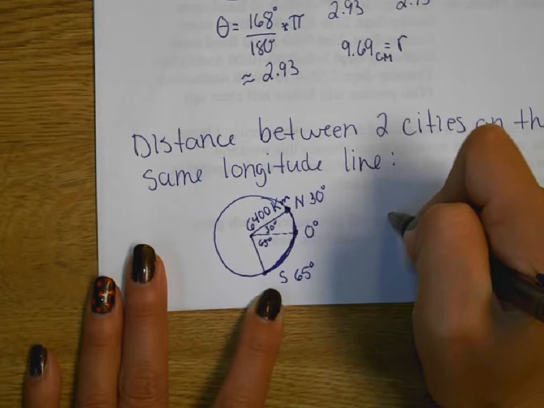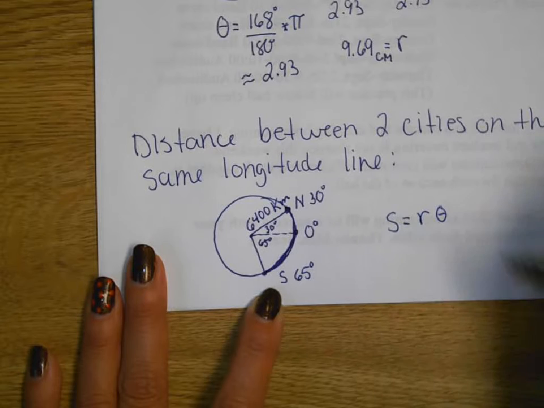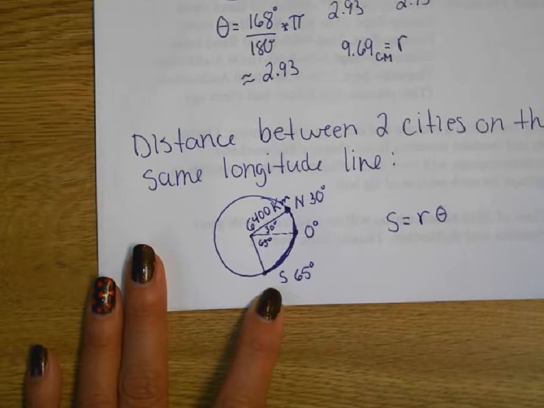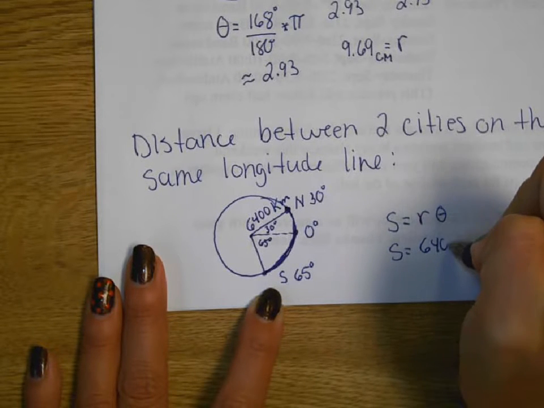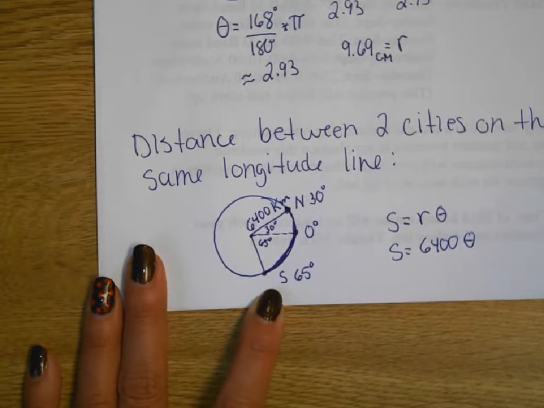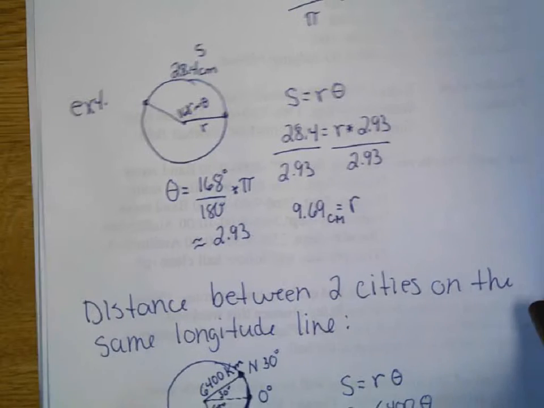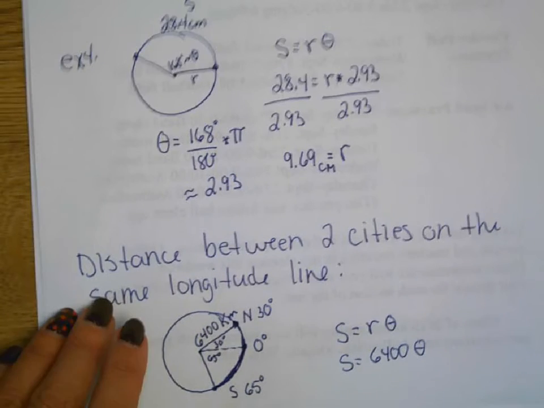So we still use the same arc length formula, S equals R times theta, but what's R going to be every single time we're on the Earth? 6,400. And my angle still has to be in radians. So even though latitudes are given in degrees, we're going to have to do a little converting. Are you ready for one of these? I guess. I have two examples left.